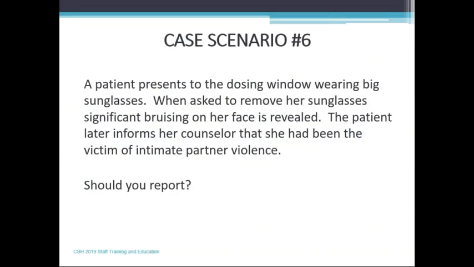Okay, this takes us to case scenario 6. All right, so in this scenario, we have a patient who presents to the dosing window wearing big sunglasses. When they were asked to remove her sunglasses, significant bruising on her face is revealed. Patient later informs her counselor that she has been the victim of intimate partner violence. So is this a situation where you would report? Go ahead and chime in the chat function with your thoughts.